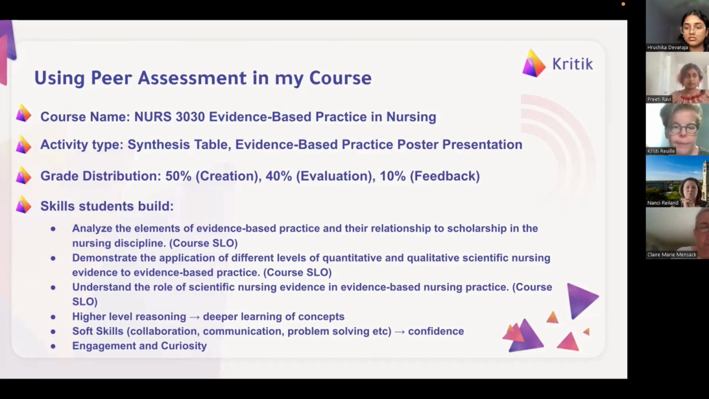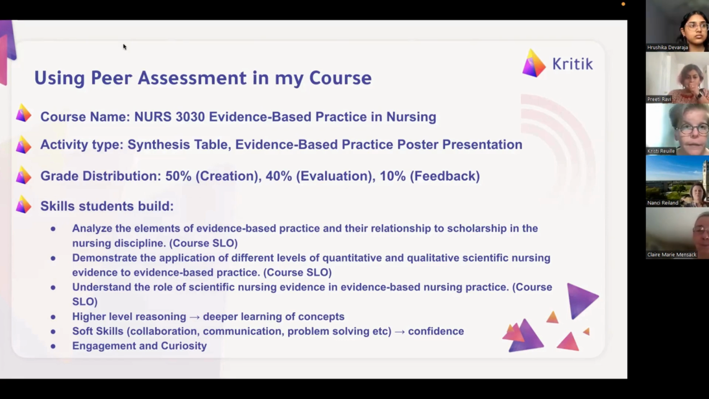And then what I believe Kritik brings to the table is that students need to use a higher level of reasoning to evaluate their peers, and I believe it provides them with a deeper learning of concepts. And they're getting more practice on the soft skills of collaboration, communication, problem solving, and that can help them with their confidence in those sorts of things when they're even in their clinical courses and in their other courses throughout the semester.